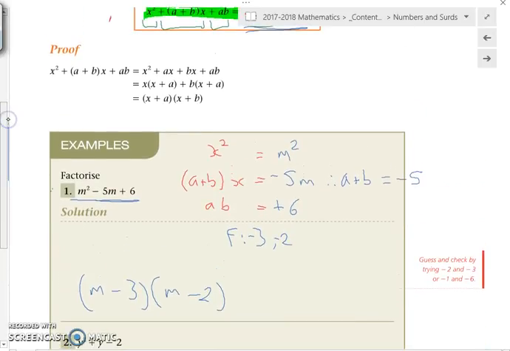You don't get why the x is there. Okay, when you actually do this, if I've got x plus a, x plus b, which is what we just got, that's the answer we got. If I do first by first, I get my x squared. If I do my outer by outer, I get plus bx. Then I do my inner by inner, I get plus ax. Then my last by last is plus ab, yeah?